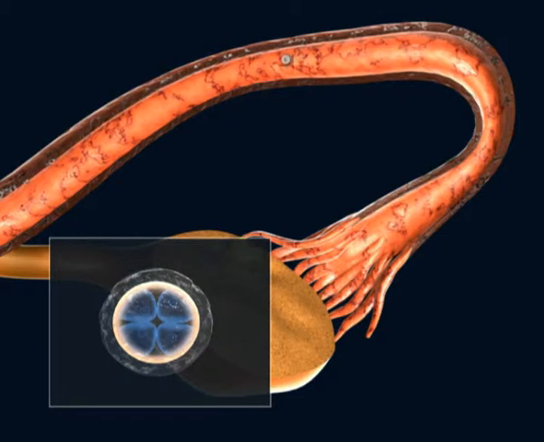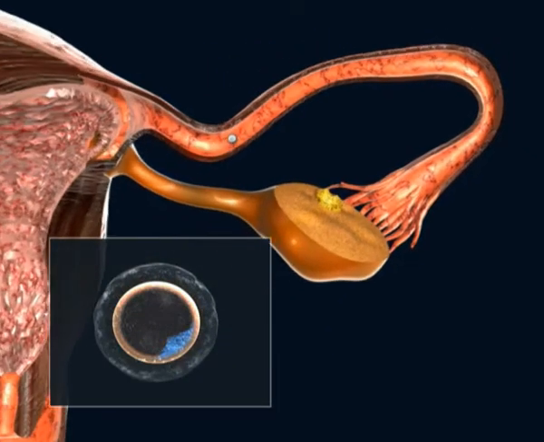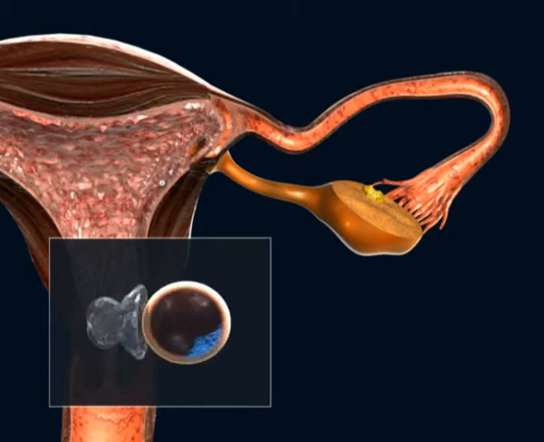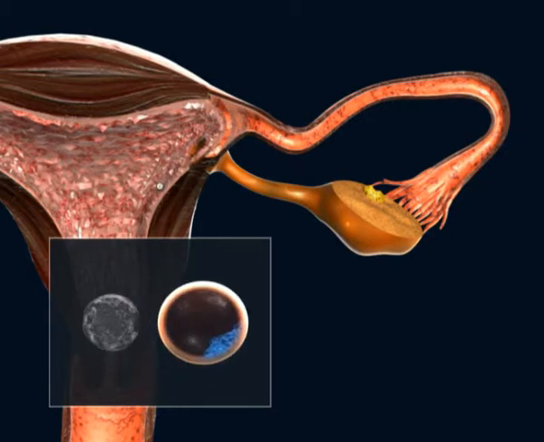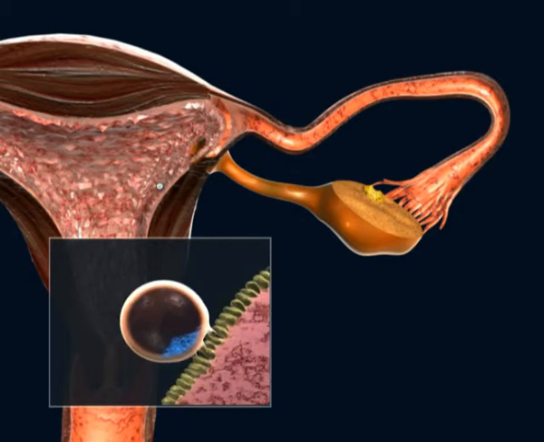At the end of 4 days, the embryo continues to divide itself, at which point it is called the morula, and the interior of the embryo has an area filled with liquid, and this is called the blastocyst. The blastocyst migrates to the uterus and sheds the surrounding membrane, a process called hatching, and the embryo begins to implant in the endometrium of the uterus.